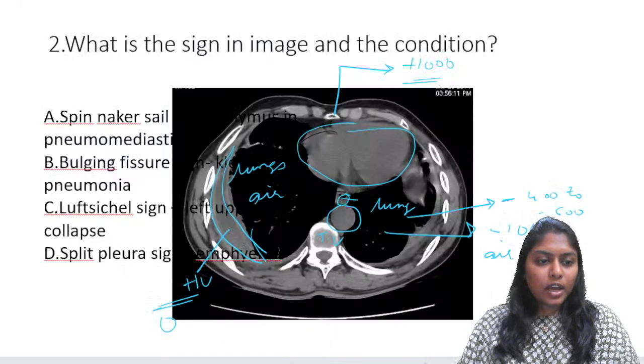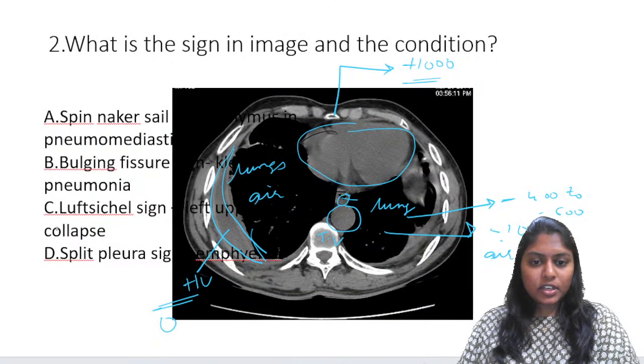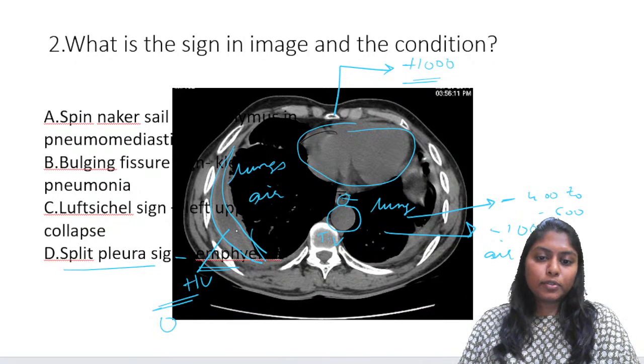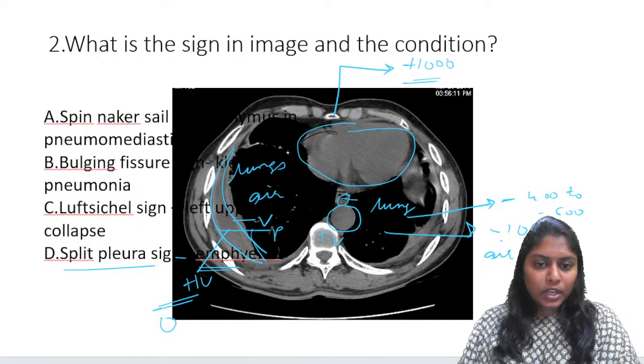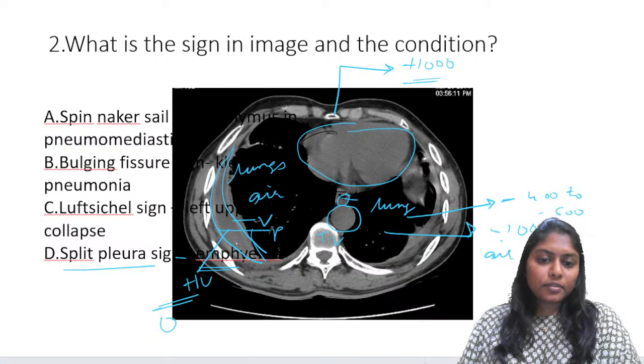So coming to our question, this is split pleura sign which is seen in empyema. It is slightly denser than water, but it is almost of the fluid density. So we are able to say it is empyema. So which is visceral and which is parietal pleura here? This is visceral pleura and this is parietal pleura, because visceral pleura covers the lung and the fluid is accumulated between the visceral and parietal pleura. That is the definition for pleural effusion.